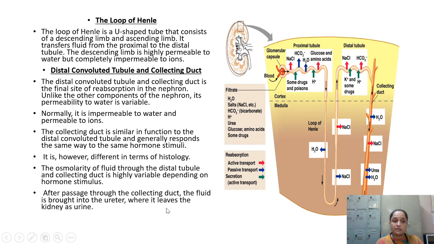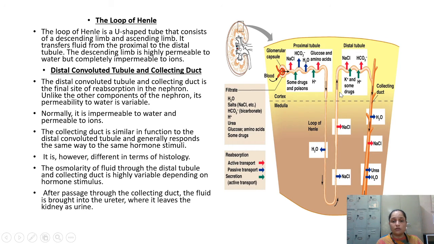So now next is the distal convoluted tubule and the collecting duct. This one is the ascending limb and this one is the distal convoluted tubule. And this one is the collecting duct, the final site of reabsorption. Final reabsorption of the components of the nephron will happen here.